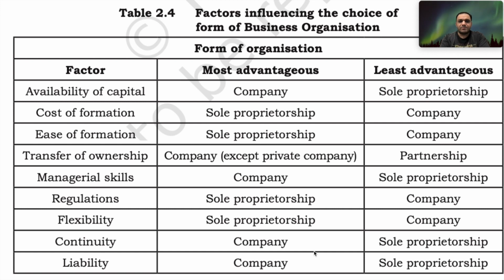Managerial skill in company, it's advantageous, and in sole proprietorship, it's least advantageous. Regulations in sole proprietorship, it's advantageous, but in company, it's least advantageous. Flexibility also, it's the same. In sole proprietorship, it's advantageous, and in company, it's least. Then continuity of the company is advantageous. It goes on. But for sole proprietorship, when the person dies, it's closed. Liability of the company is limited. As I told you, it's advantageous, and for sole proprietorship and partnership, it's least advantageous.